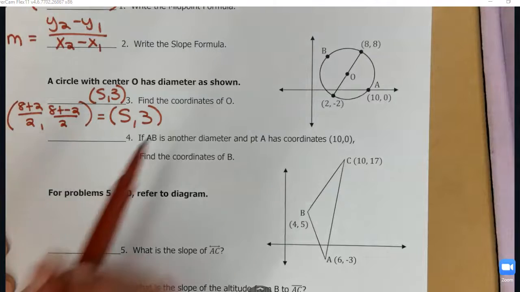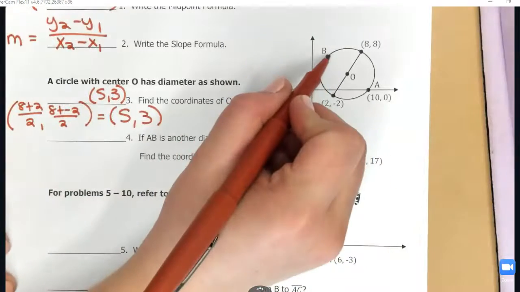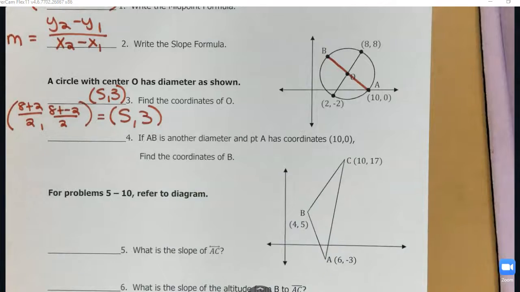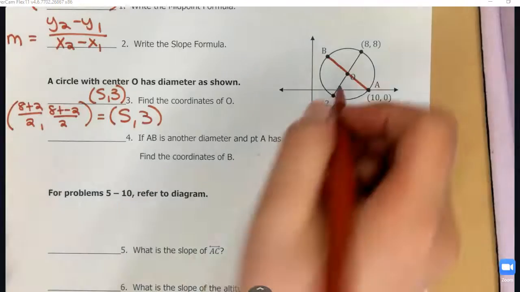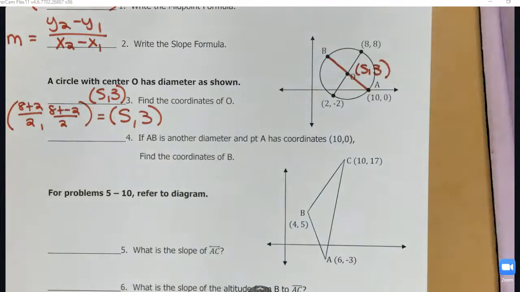Okay. Then 4, we're still talking about the same diagram, and it's saying that if AB is another diameter, so you can just add that in, that would be like an auxiliary line. It's another diameter, and point A has the coordinates 10, 0. That's also on our diagram. Find the coordinates of B. Well, we already know that O is 5, 3. We found that on number 3. So this is like finding the other endpoint when you're given one endpoint and the midpoint.